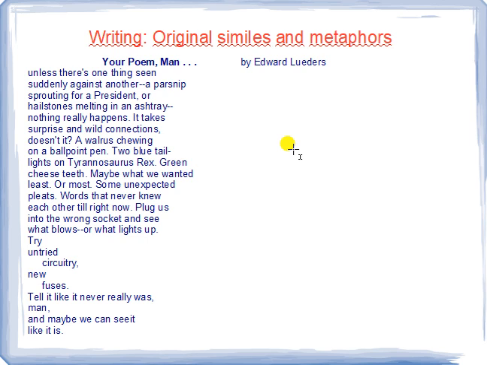And we're looking for unusual comparisons. So that's what I'm talking about in today's little suggestion about writing, is to create your own similes and metaphors. And there's this poem about it, which I learned as surprise and wild connections. We're looking for unexpected things, a parsnip sprouting for president, or hailstones melting in an ashtray. Unless there's those, nothing really happens. It takes surprise and wild connections, doesn't it?